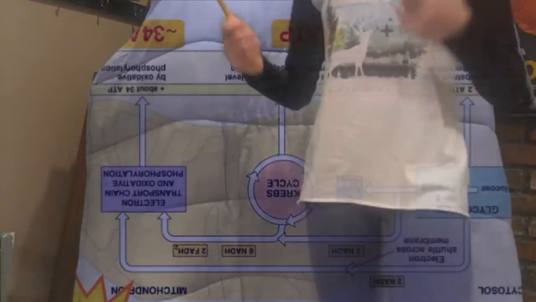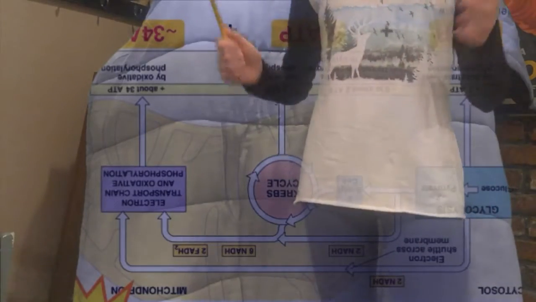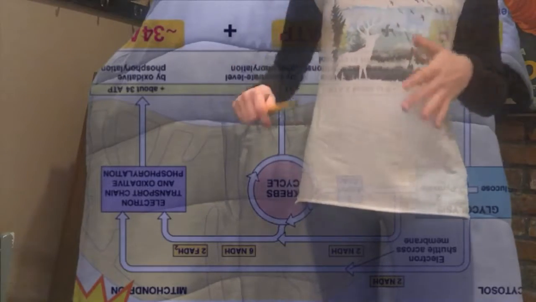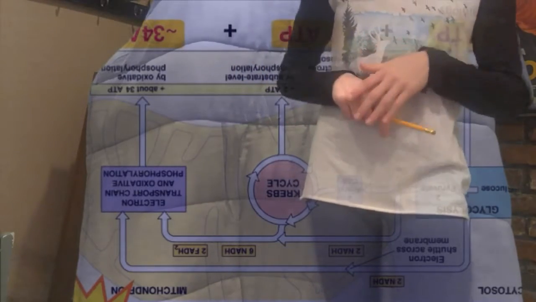Matrix. The matrix is a part of the mitochondria and is where the Krebs cycle takes place. The matrix is located in the middle of the mitochondria and is enclosed between the cristae.